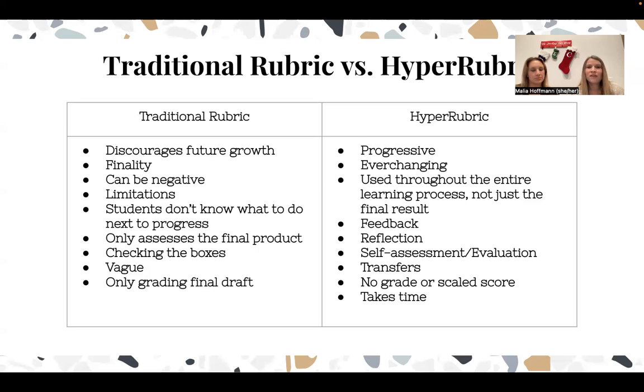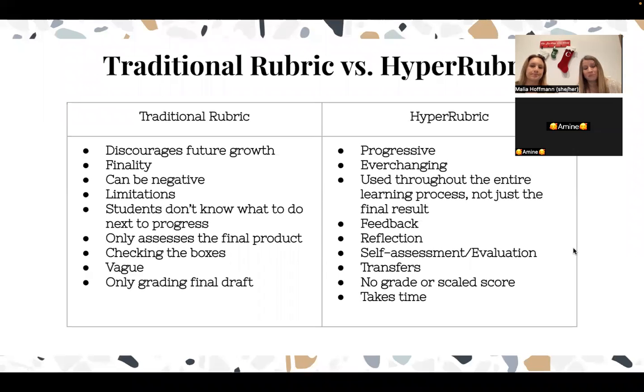There's self-assessment and evaluation. I've also used some where the peers will assess them. So students self-assess, and then they give it to a peer, and then they can also assess them on the HyperRubric. It transfers pretty easily. There's no grade or scaled score, so there's no hard score for it. And it takes time though. So when it's a process to learn, it takes a lot of time for that.